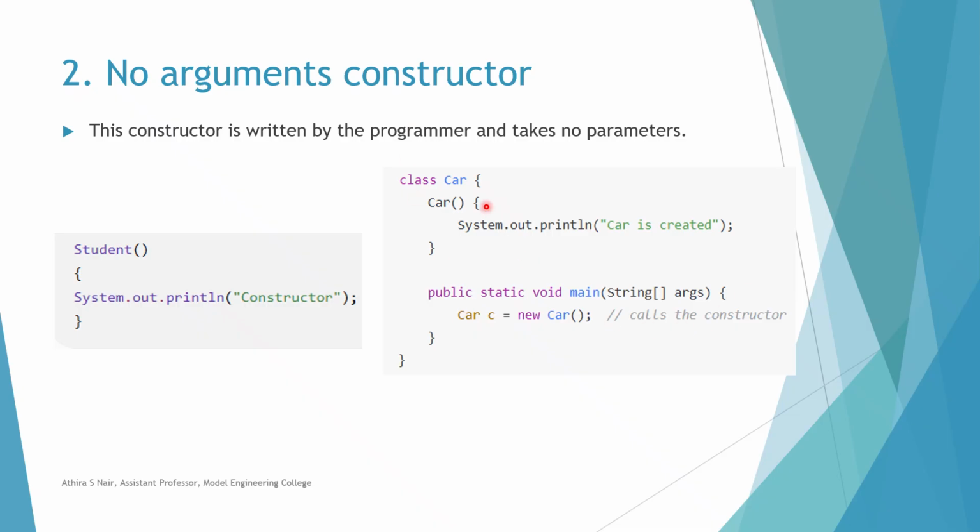And this is another example. Class Car. Here Car is the constructor. The name should be the same as the class name. Here we are printing "car is created", and in the main function we are calling the constructor. Car c is equal to new Car. Then the object is created and it also calls the constructor.